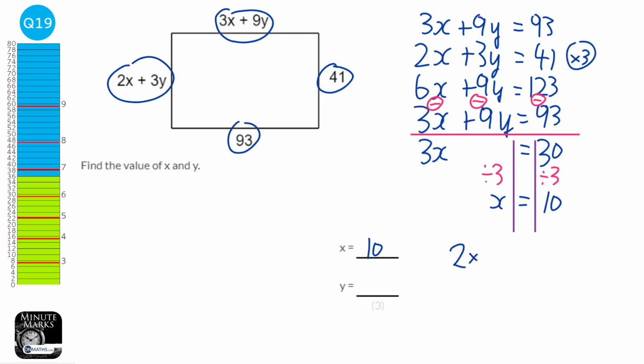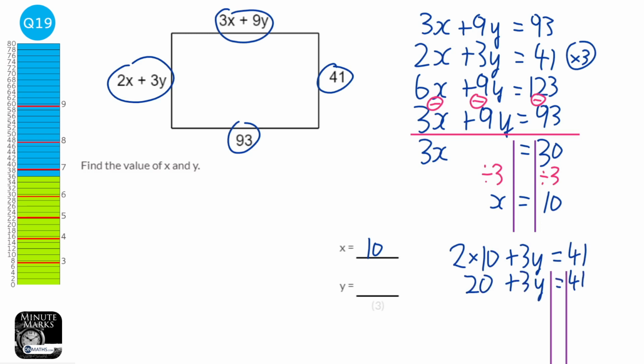So 2 times, instead of x, it's times 10, plus 3y equals 41. So it would be 20 plus 3y equals 41. Get my solving lines in. And we're going to take away 20 both sides. So we've got 3y equals 21. And then we're going to divide by 3 both sides, if I don't run out of room. So y equals 7. So we've got x equals 10, y equals 7.